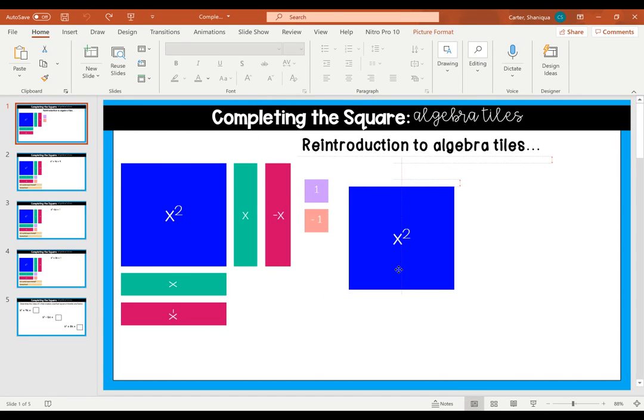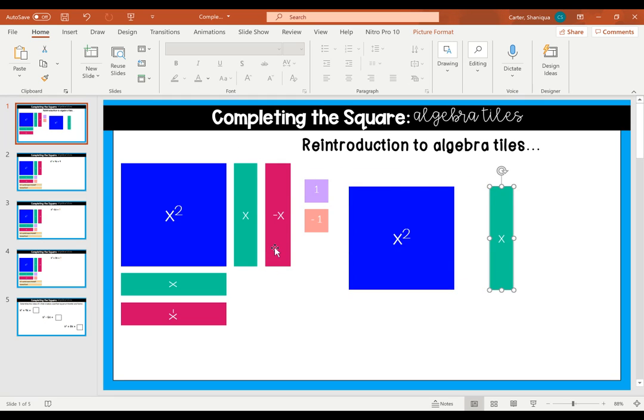So I have a square. Hence, it says x squared. It's positive because it's blue. I didn't really want to show you negative squares. If it was negative, it'd be a red square. But when we're completing the square, most of them are just positive anyway. All right, so we have a positive square. That's why it's number 2 as the exponent.